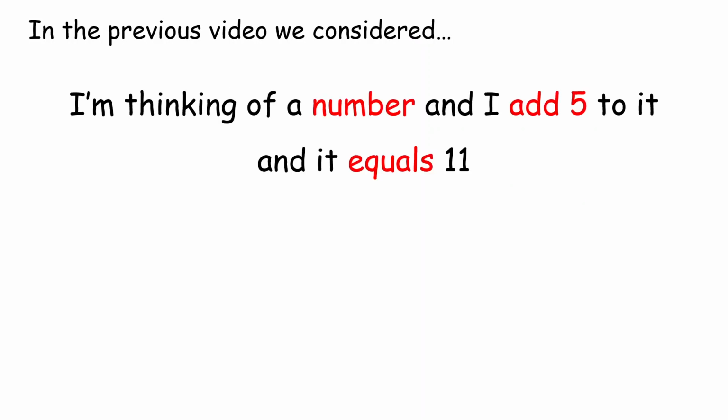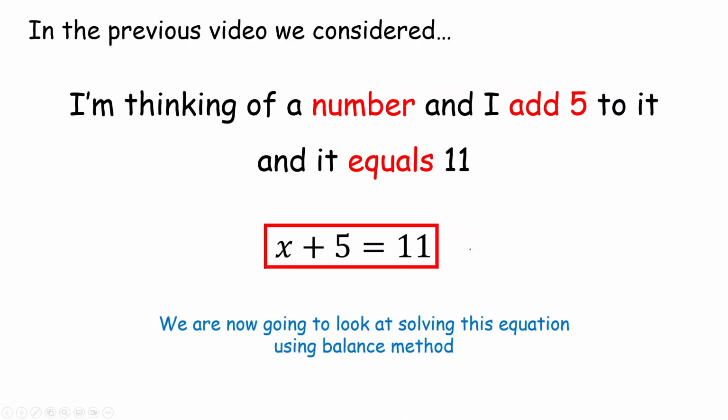We saw previously that if I gave you the statement, I'm thinking of a number, I add 5 to it, it equals 11, we would write it as x plus 5 equals 11. You could use a different letter or variable, but in essence, a number x plus 5 equals 11. Today we're looking at how we solve this equation using the balance method. If you're thinking, this is easy, x is 6, I don't care. That might seem a little bit crackers, but I want you to understand how you properly solve an equation.